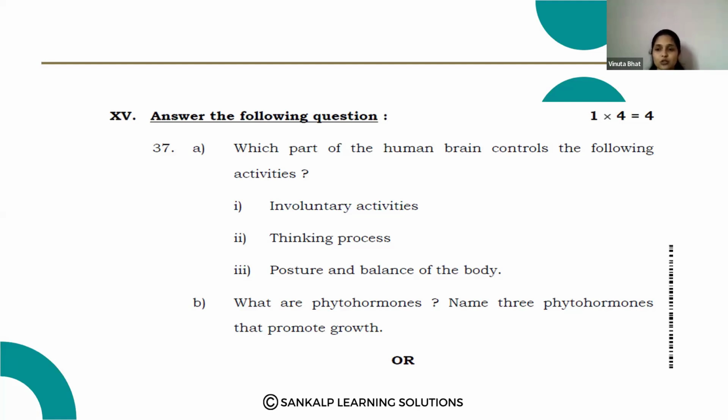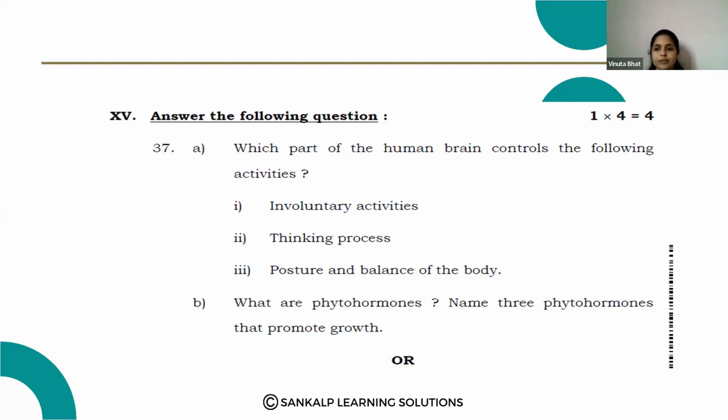So here one 4-mark question was asked in last year's question paper. First one, involuntary activities, that is mainly controlled by the midbrain and the hindbrain, especially the hindbrain. Thinking process, that is the forebrain, and balance of the body, that is the cerebellum. Then name the 3 phytohormones that promote the growth: auxins, gibberellins, and the cytokinins. These 3 hormones promote the plant growth.